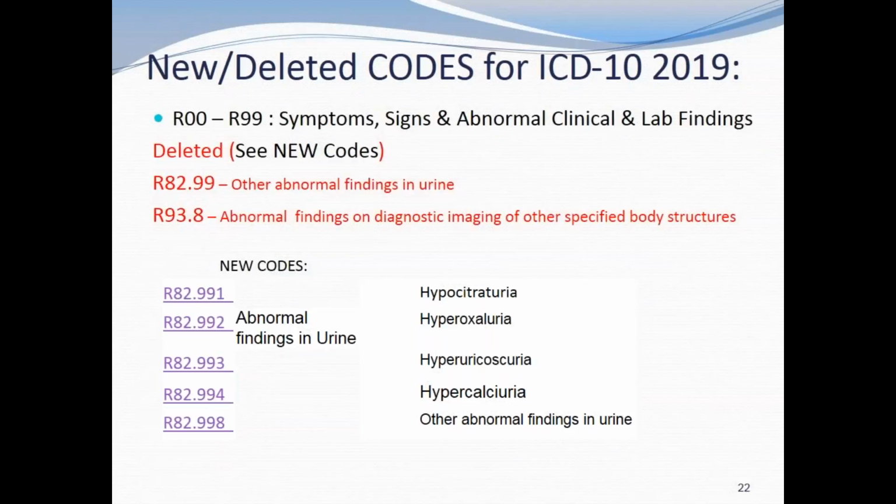Okay, so now we have a few more on the new and deleted codes. Like I said, there wasn't a whole lot of changes, but there were a few, so I wanted to make sure everybody was aware of them. If anybody deals with signs and symptoms and abnormal clinical and lab findings, these were two that were deleted. These ICD-10 codes are R82.99, which is other abnormal findings in urine, and R93.8, which is abnormal findings in diagnostic imaging of other specified body structures.